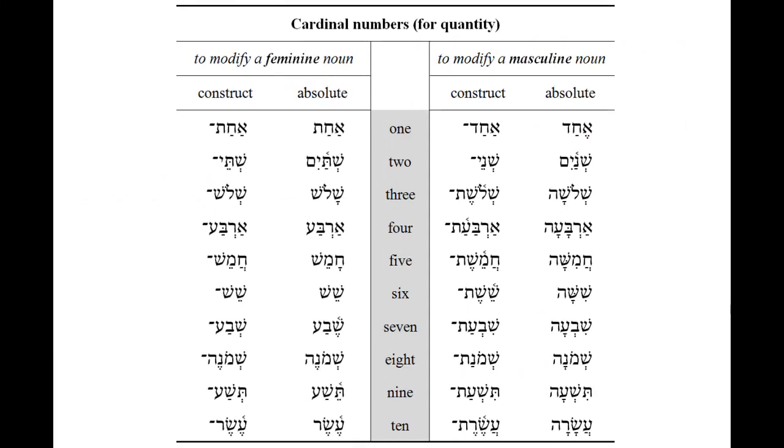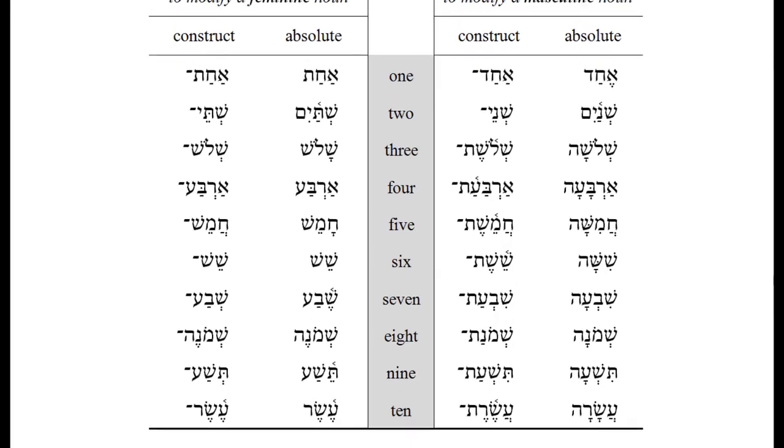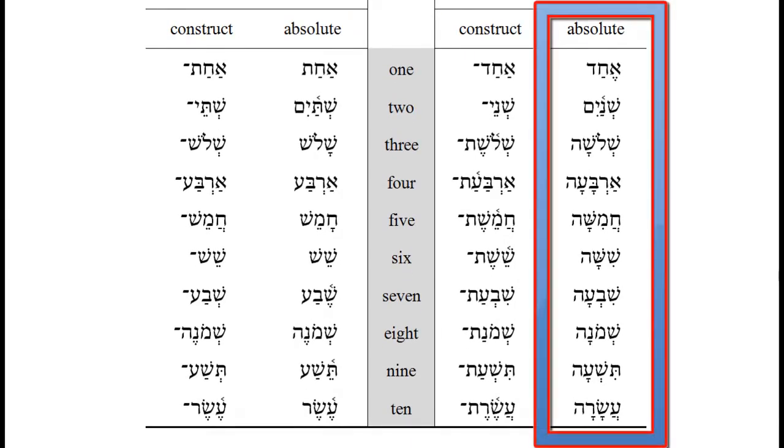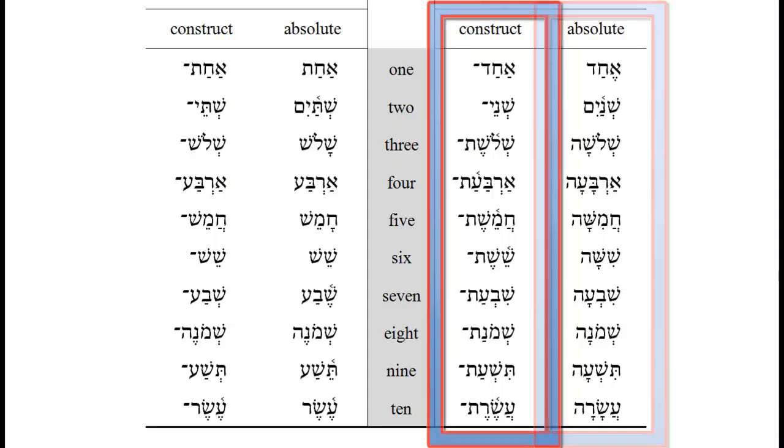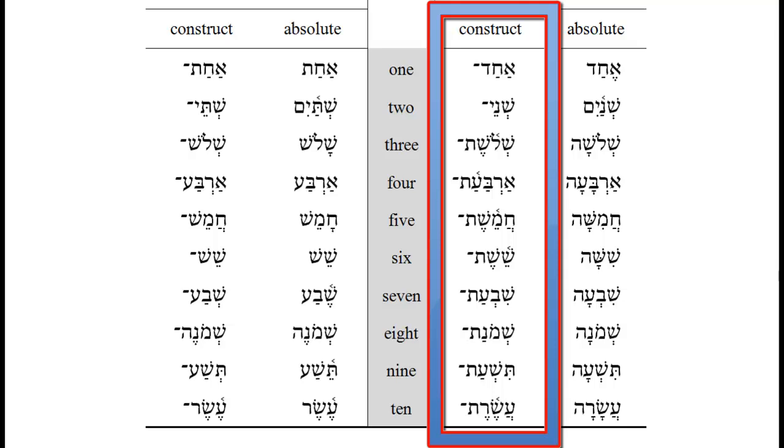Let's read over the numerals 1 through 10, beginning with the masculine forms, first absolute and then construct. Echad, shnayim, shlosha, arba'a, chamisha, shisha, shiv'a, shmona, tish'a, asara. Now in construct. Achat, shnei, shloshet, arba'at, chameshet, sheshet, shiv'at, shmonat, tish'at, aseret.